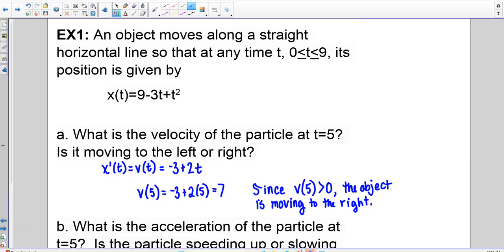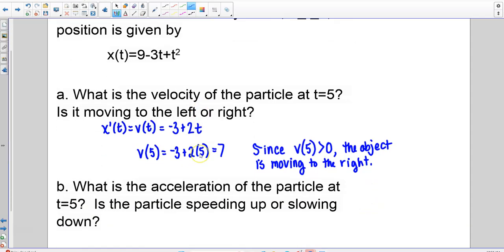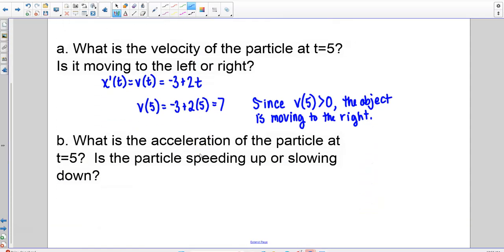If you get a negative velocity, then your particle is moving in the negative direction, which if you're talking x-axis or horizontal line is going to be left. Sometimes they'll put you on the y-axis or a vertical line, and then positive is going to be up, negative will be down in that case. So the sign of your velocity tells you left or right. Okay? Then they're going to ask us for the acceleration of the particle.